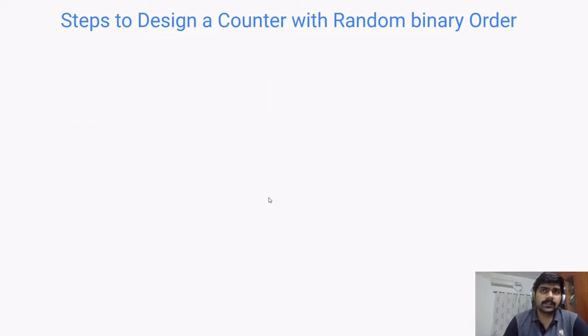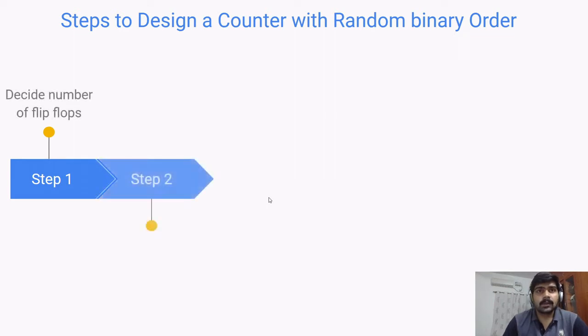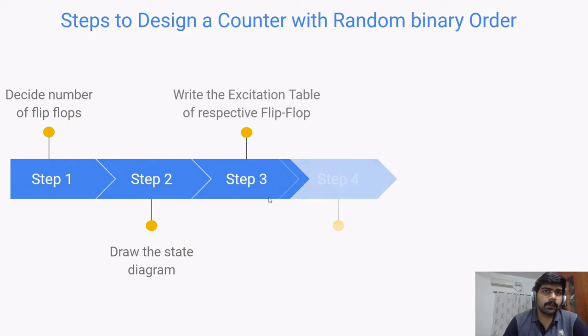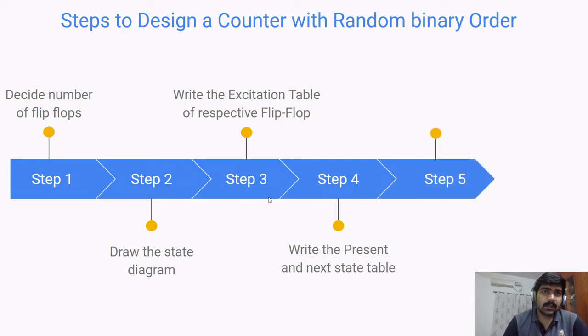Now, the following are the steps to design a counter with random binary sequences. The first step is to find out how many flip-flops are required. Second, draw the state diagram. Third, write the excitation table for the respective flip-flop. Fourth, write the present and the next state table. And the last, write the K-maps for the inputs. I will discuss more about the above steps in the upcoming slides.